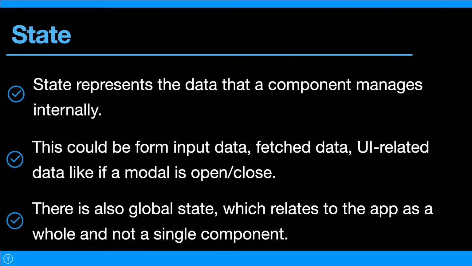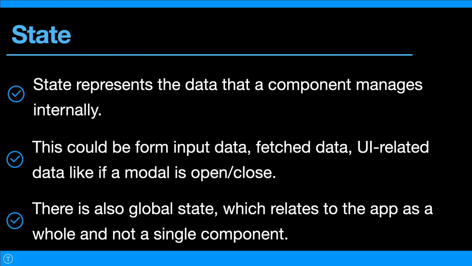And we're going to get into this. I know that just hearing me say this doesn't tell you much. We will get into examples. Now, there's also something called global state, which relates to the app as a whole and not just a single component. So this would be something like the data that you fetch from your database. You probably want to share that with multiple components.